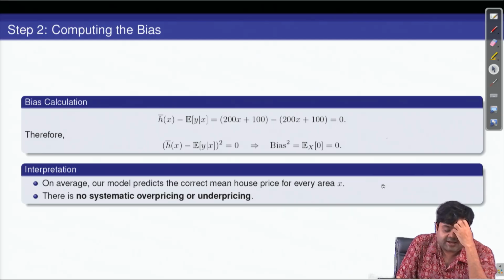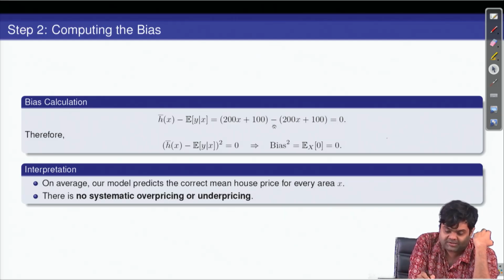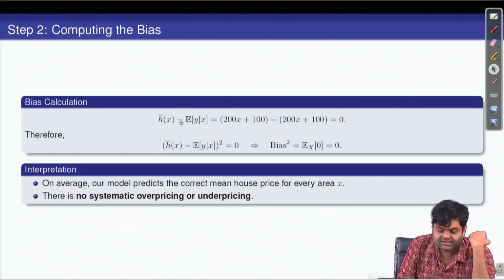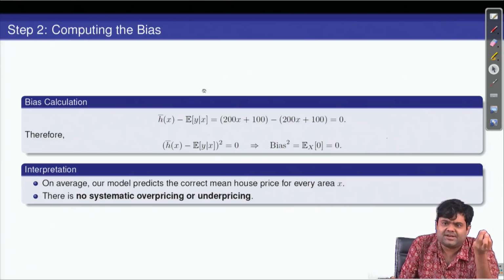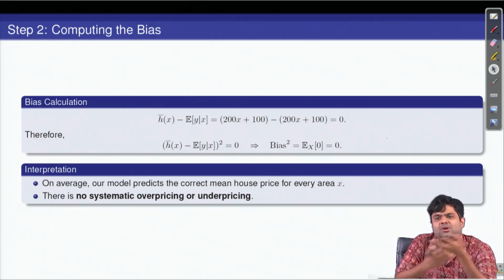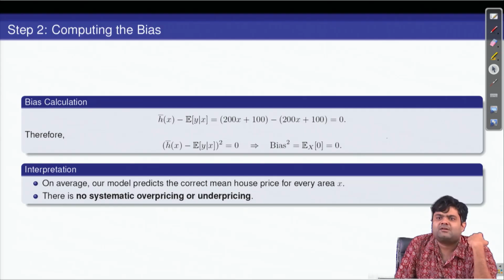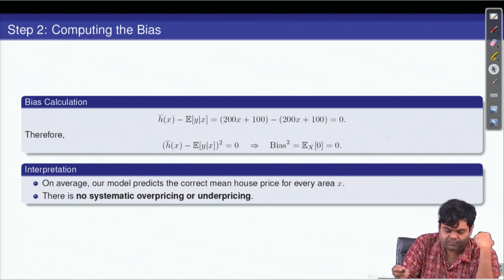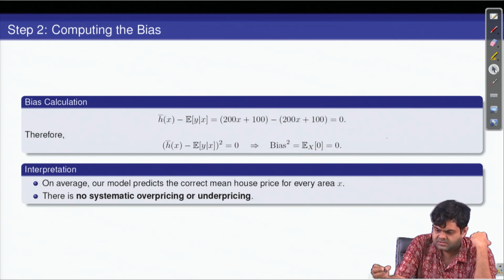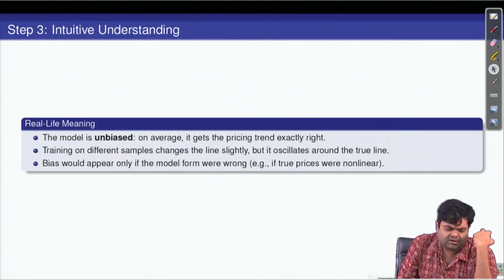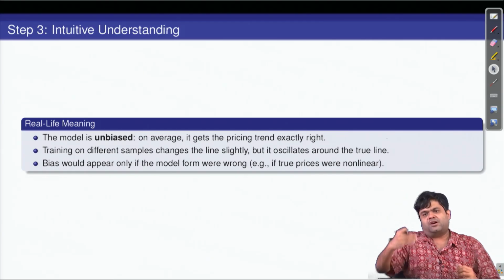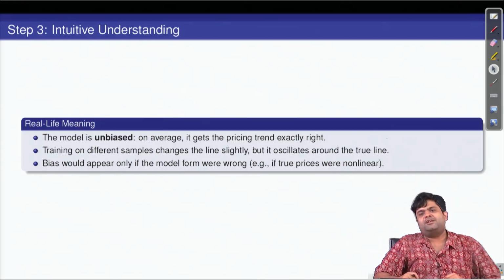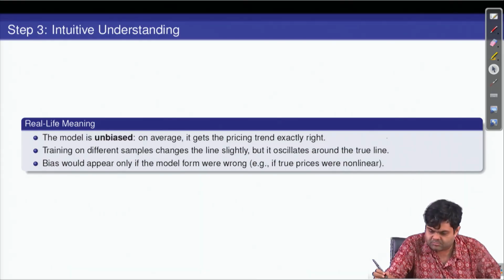One can check that h bar x is 2x plus 100 and the expected value of y given x is also 2x plus 100. So the bias, the difference between these two, is itself 0. So the squared difference is always 0. It is the expected value of a constant random variable 0, so it gives you 0. The real life meaning is that the model is essentially unbiased. The average of the prediction functions more or less matches the average of the actual population.